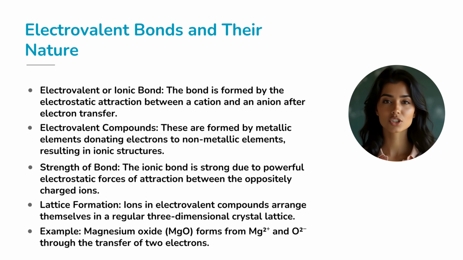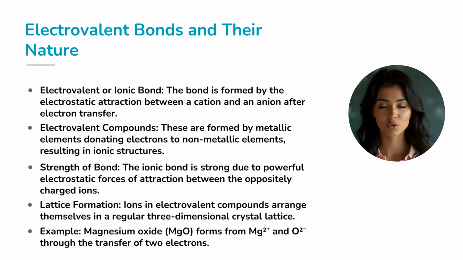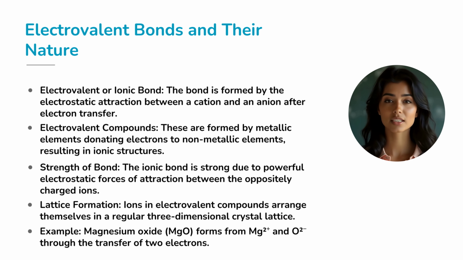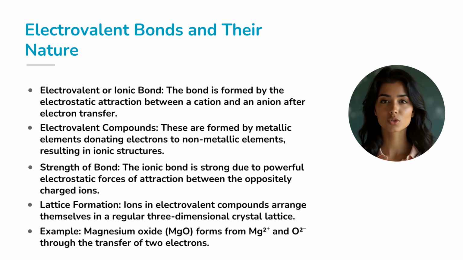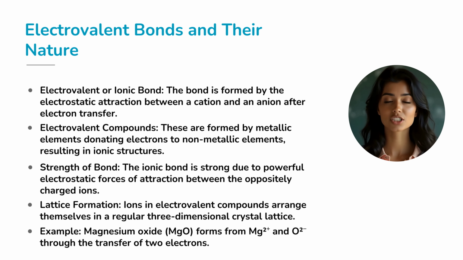Let's look deeper into the nature of this ionic bond. An electrovalent bond is a strong attraction between oppositely charged ions, a cation and an anion. This type of bonding always involves a full transfer of electrons from one atom to another. Take magnesium and oxygen. Magnesium has 2 electrons in its outermost shell and oxygen needs 2 electrons to complete its octet. The magnesium atom loses 2 electrons to become magnesium positive 2, while oxygen gains 2 electrons to become oxide negative 2. So, magnesium positive 2 plus oxide negative 2 gives magnesium oxide.